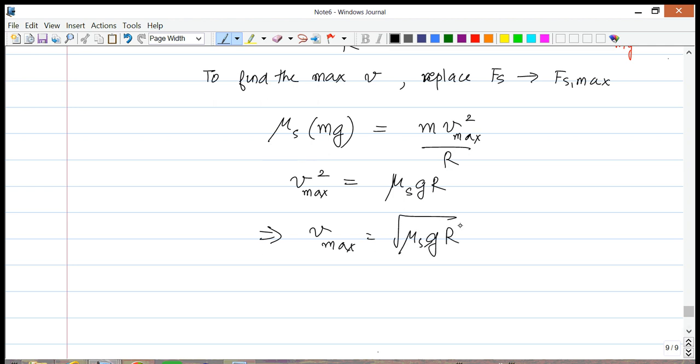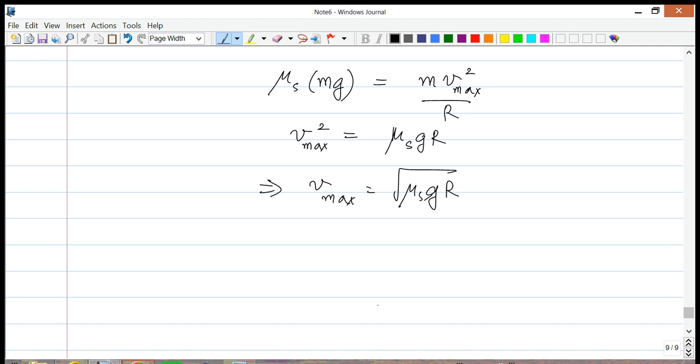And so v max is equal to the square root of mu s g times r. So what this expression tells us is that the maximum speed with which you can negotiate a turn is independent of the mass of the vehicle. All it depends on is mu s, and that's the important thing, and the radius, of course, of the circle. So the tires are what are going to determine whether you can negotiate a turn carefully or not. It doesn't matter if you could be driving a Lamborghini, but if your tires are messed up, it's not going to do any good.